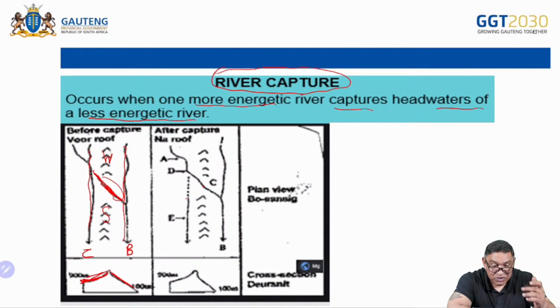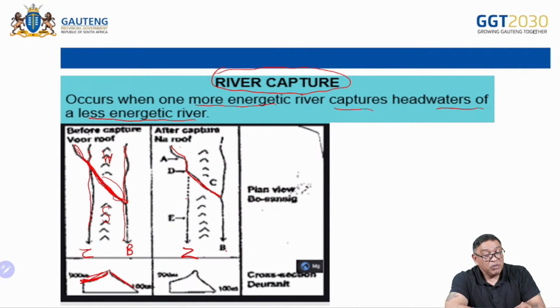All right, can you see how we're using the concept? Eventually, it erodes through the watershed, and can you see here? It eroded through the watershed, and this river, I'm calling it Z, its headwaters now have been captured by river B. Can you see it? And that's your river capture. The headwaters have been captured by river B from Z.